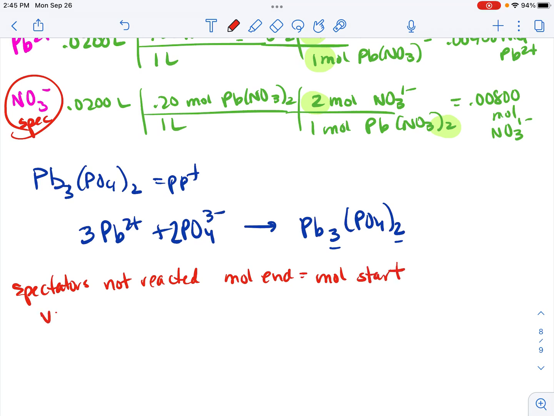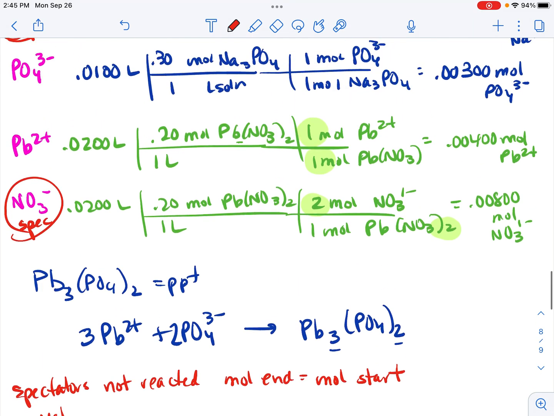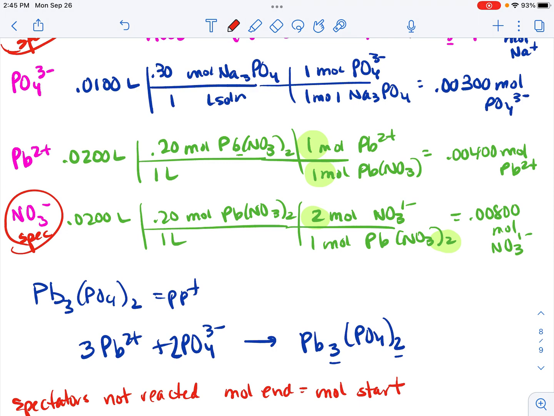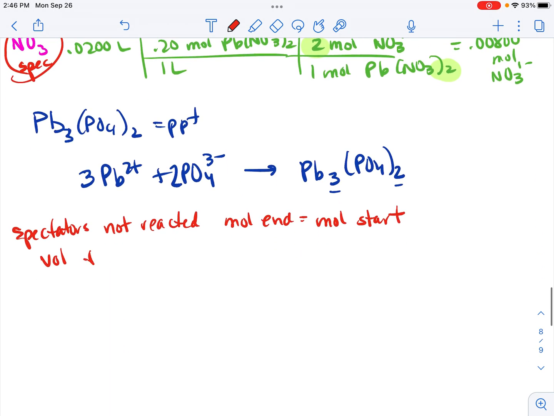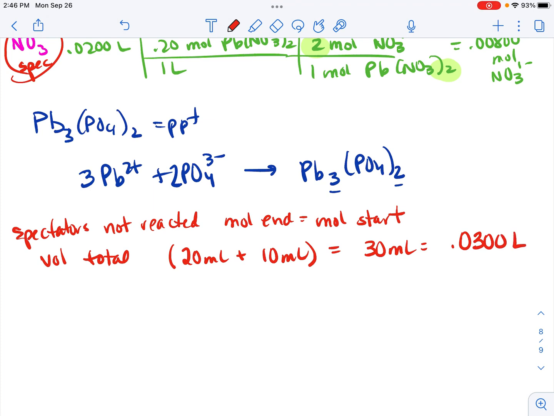And the volume went from smaller volumes, either 20 milliliters or 10 milliliters, to a total of 20 milliliters plus 10 milliliters, right? Which equals 30 milliliters, which really equals, you have to be in liters to do molarity, 0.0300 liters of new volume for my solution, my total volume.